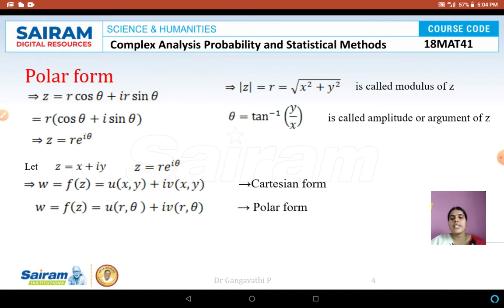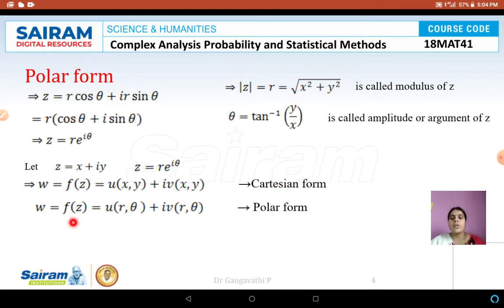If it is z is equal to x plus iy, then we say it is a complex function in the Cartesian form. And if you say z is equal to r e to the power of i theta, then it is a complex variable function in polar form. So here w is equal to f of z is the main function that we are using, where f of z is nothing but u plus iv, where u is a function of x and y and v is a function of x and y. If we use this result, or if the problem has been given in this form, then it is in the Cartesian form.